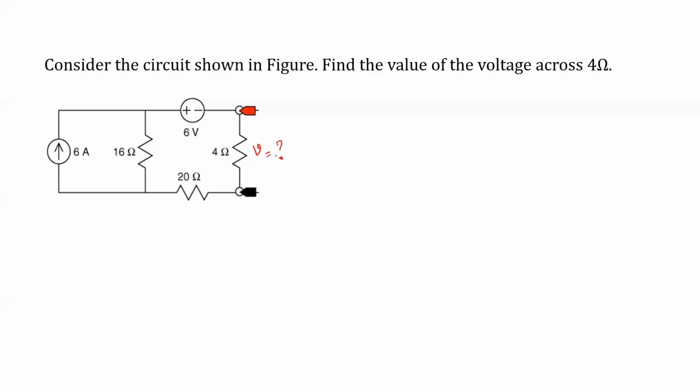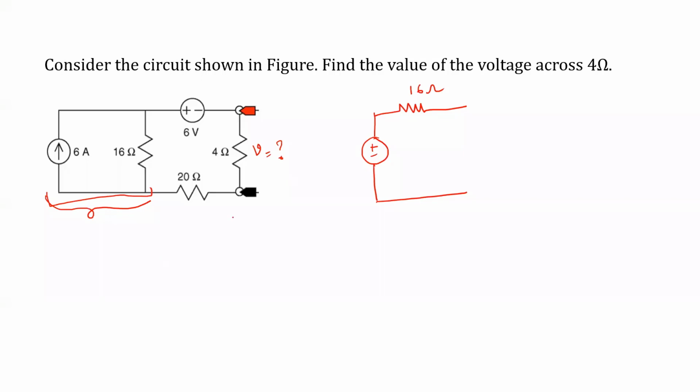Equals to what? The first step is using source transformation. So find out current source in parallel with the resistance, or else voltage source in series with the resistance. So I do take a current source in parallel with the resistance. That can be converted into a voltage source in series with the resistance. So these two parts, current source in parallel with the resistance can be converted into voltage source in series with the resistance. 16 ohm is as it is.